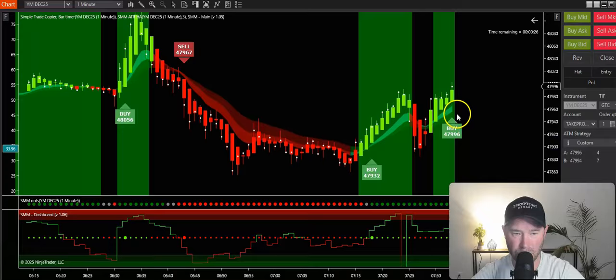Now, what I like about this is not only do we have a buy signal, we had an increase, sell signal, decrease, buy signal, increase. This is actually forming right now. So in 20 seconds, this candle closes.